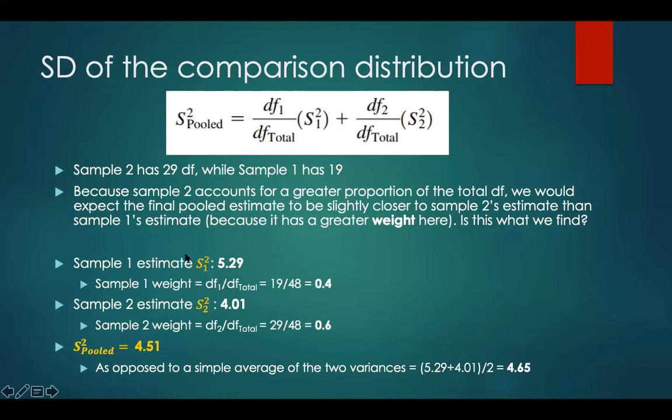Sample 1 found an S squared of 5.29 with 19 degrees of freedom. Sample 2's estimate was 4.01 with 29 degrees of freedom. And our final estimate was 4.51, which is much closer to sample 2's estimate. So our pooled variance of 4.51 is closer to sample 2's because sample 2 has a larger sample size. Now, a simple average of these two variances would give us this here, which is a biased estimate because it's not weighting each of these estimates on the basis of sample size.